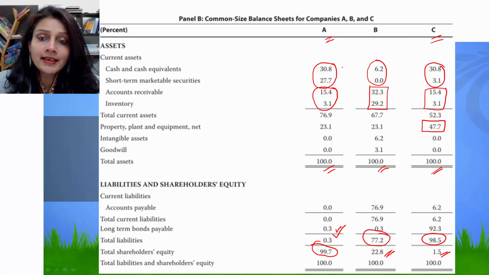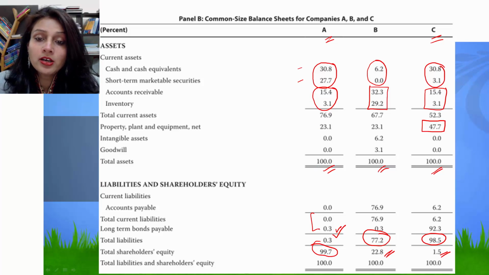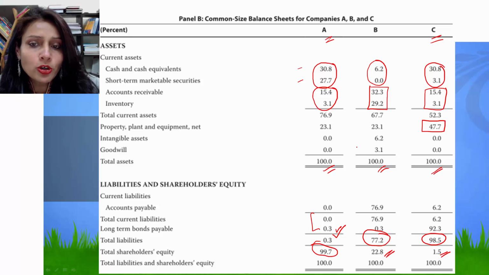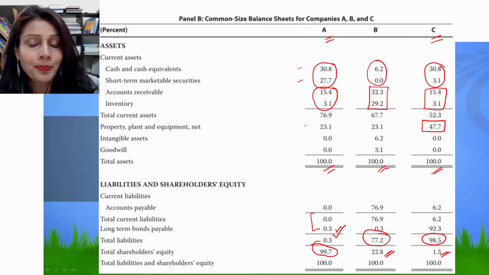Well, we can see that company A has a lot of liquid assets, cash and cash equivalents and marketable securities. And even if it had a little more debt on it, it would have nothing to worry about because it has sufficient cash. It is sufficiently liquid in order to meet any of its near-term or future-term liabilities.